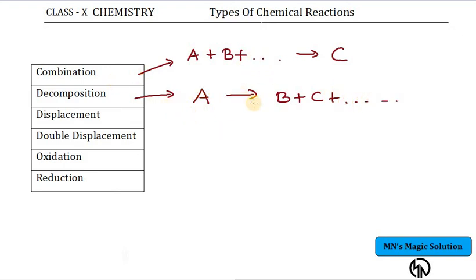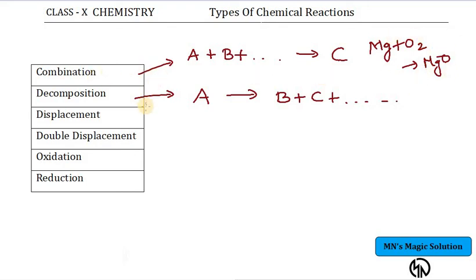So this is the reverse. For example, for combination, take magnesium plus oxygen gives you magnesium oxide. In this reaction, when I burn a magnesium ribbon in the presence of oxygen, I get magnesium oxide. Magnesium oxide is one single compound that is getting formed, whereas on the reactant side you have more than one. So this reaction is a combination reaction.